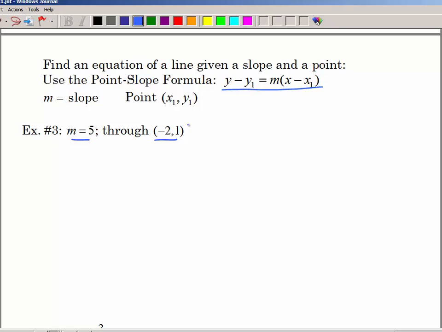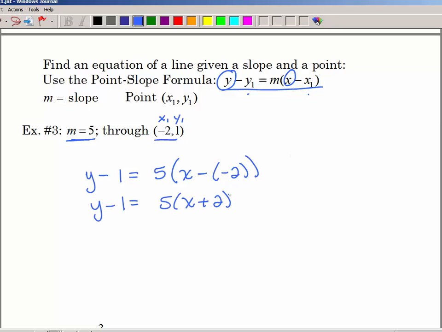All right, so our point is an ordered pair, x1 and y1. And then, of course, our slope is m. Now notice y and x, those are our variables. They don't have a subscript. They don't have that little number by them to help you remember that that just remains a variable. So we would have y minus 1 equals m times the quantity x minus that -2.